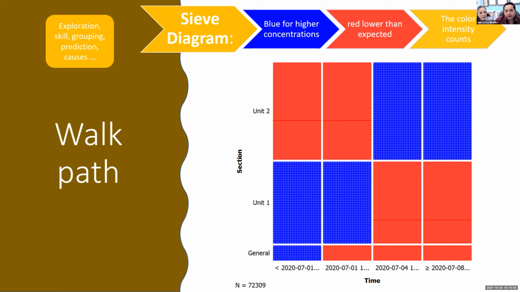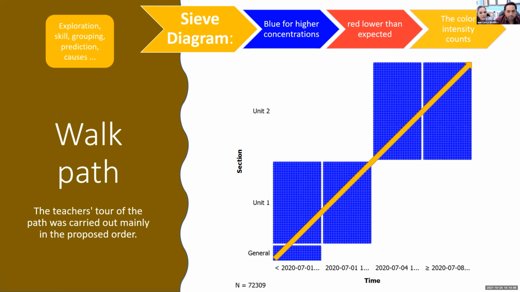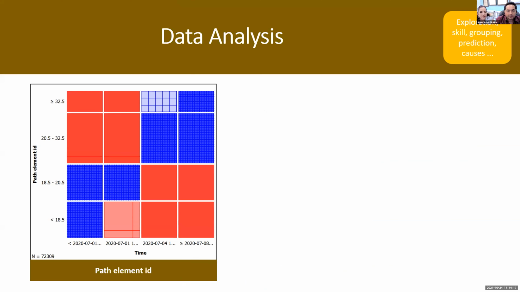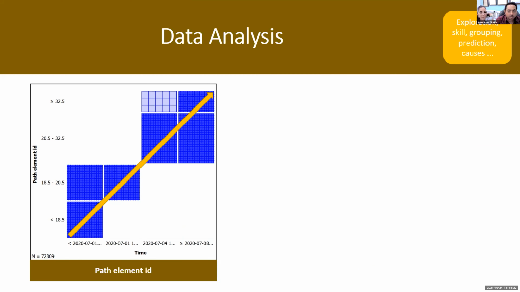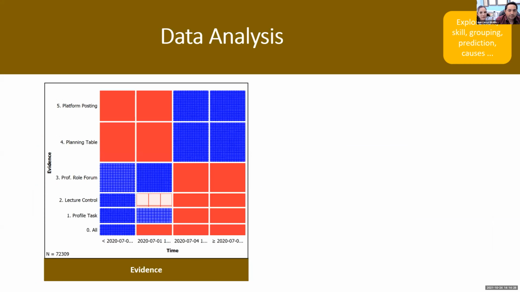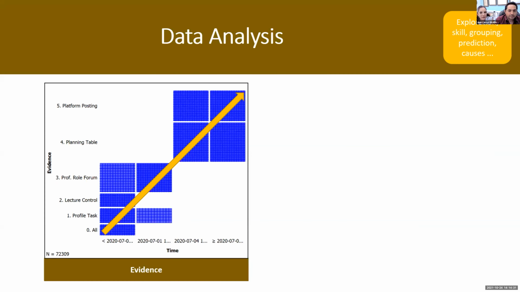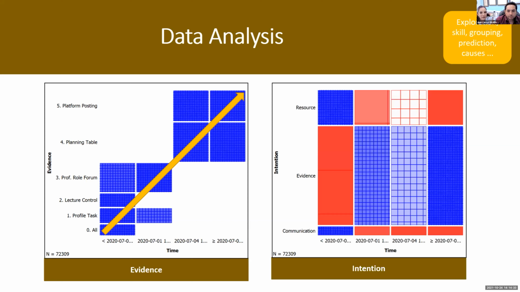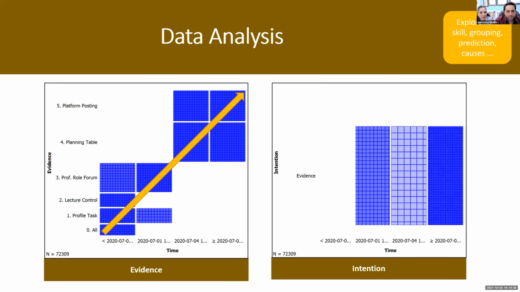This graph indicates that the sections of the learning path were mostly covered in the proposed order. This is confirmed by analyzing the elements of the learning path ordered. The little difference with the planned dates also stands out. The same happens with the evidence and with the intention. Results and communication were accessed first and then the evidence.